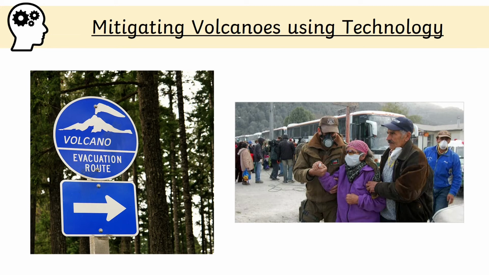Instruments installed on and around the volcano can detect the spreading of ash and poisonous gases, which means authorities can warn people to put on gas masks.